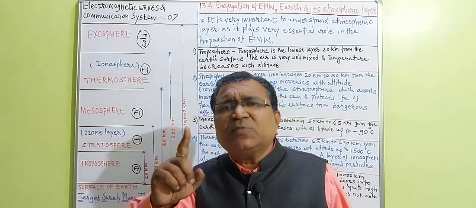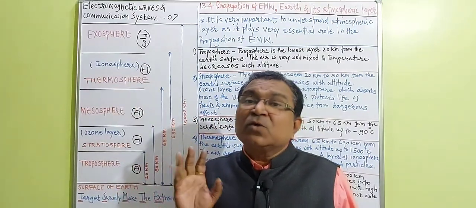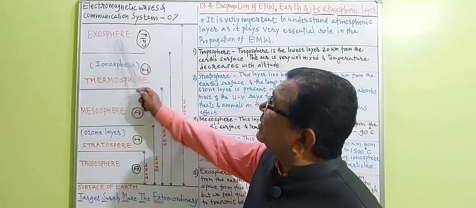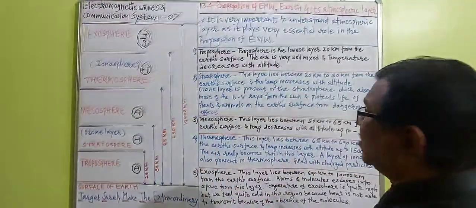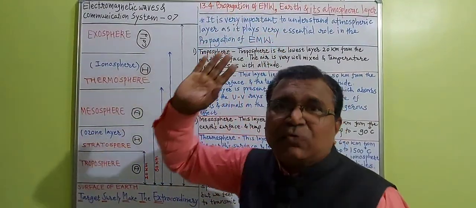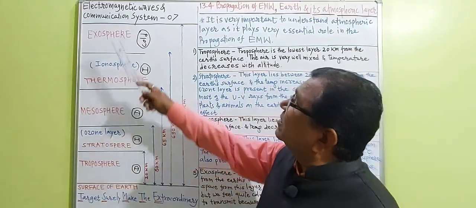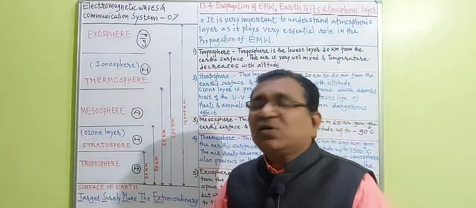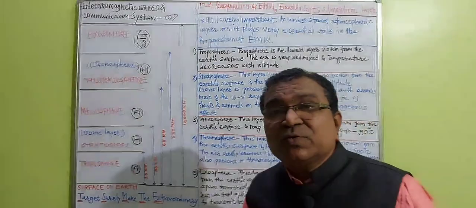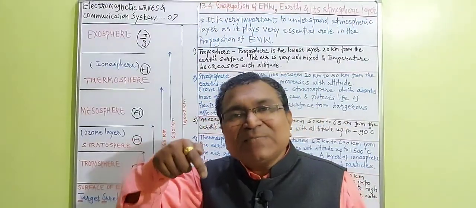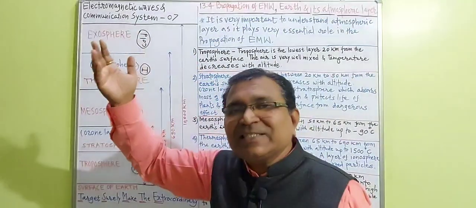Temperature of the exosphere is greater than 1500 degrees Celsius, but what happens here is most of the atoms and molecules escape out. Atoms and molecules decrease in the exosphere, and because most of the atoms and molecules escape, heat is not transmitted.